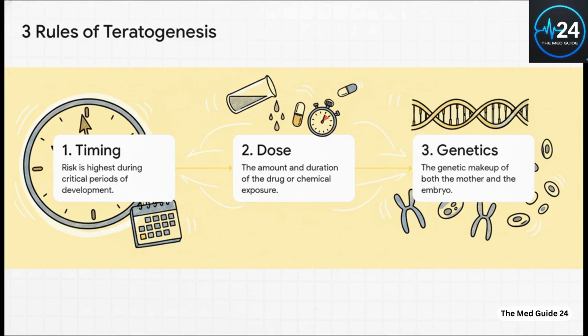There are basically three fundamental rules of teratogenesis. First up is timing. Exposure during a critical window, when organs are just starting to form, is way more dangerous. Second is the dose, how much of the substance and for how long, that matters a lot. And third is genetic makeup. The unique genetics of both the mother and the fetus can make them more or less vulnerable. It's this complex mix of all three that determines the outcome.